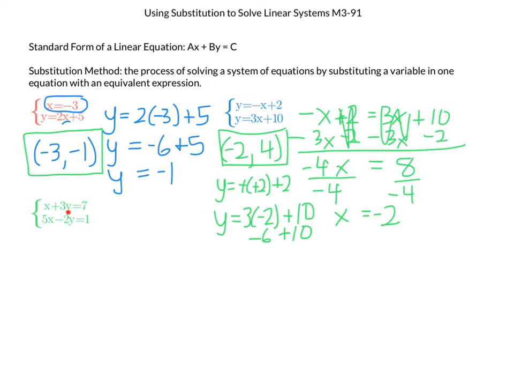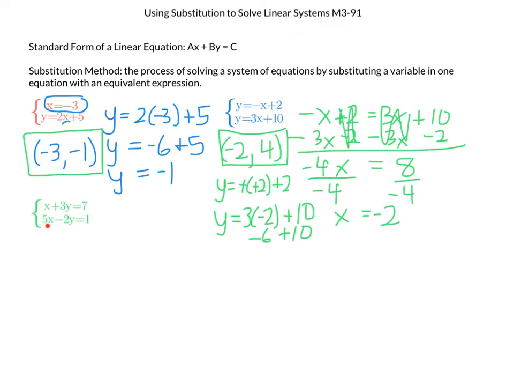If I was going to isolate the y here, I would have to subtract the x from both sides and get 7 minus x and then divide everyone by 3. Then I'd be dealing with y equals 7/3 minus 1/3 x. Or either one of these two, if I've isolated y, everything would be a half, like 5 halves and 1 half.